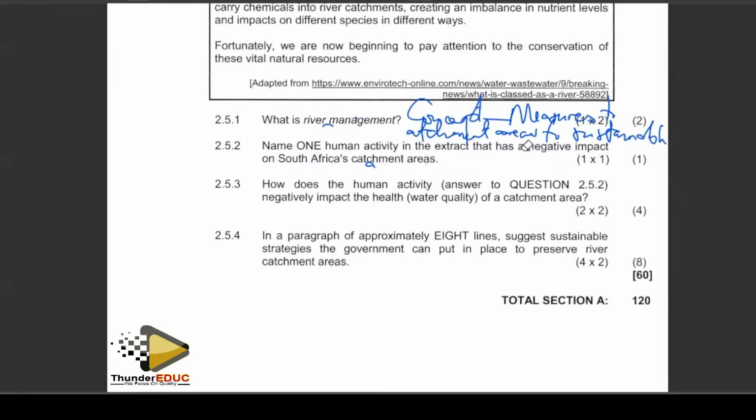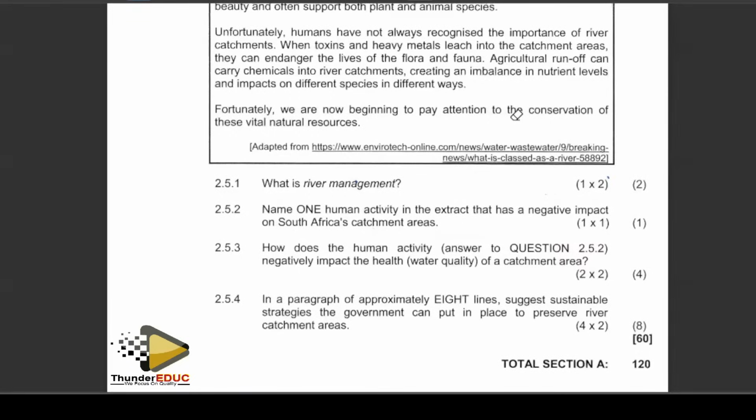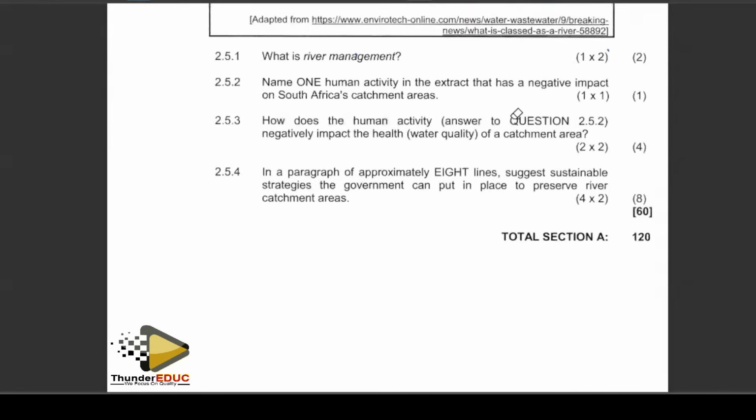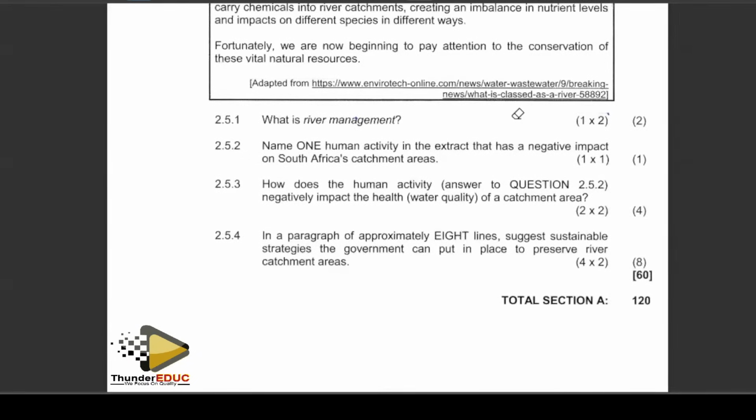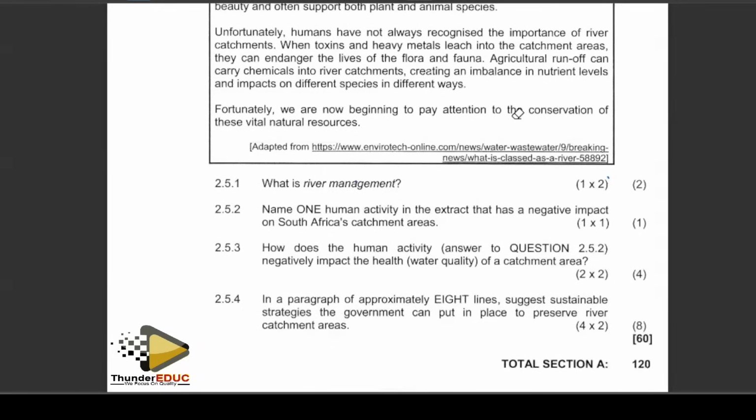Name one human activity in the extract that has a negative impact on South Africa's catchment areas. Right, we just want to go back to the extract and see where we get our answer. Right, our answer, we get it where here it talks about agricultural runoff, which carry chemicals into river catchments. So our human activity here is agriculture, is the activity that is responsible for having a negative impact on catchment areas.